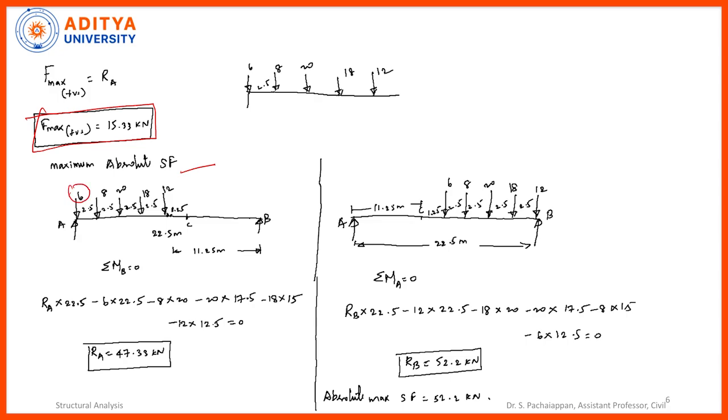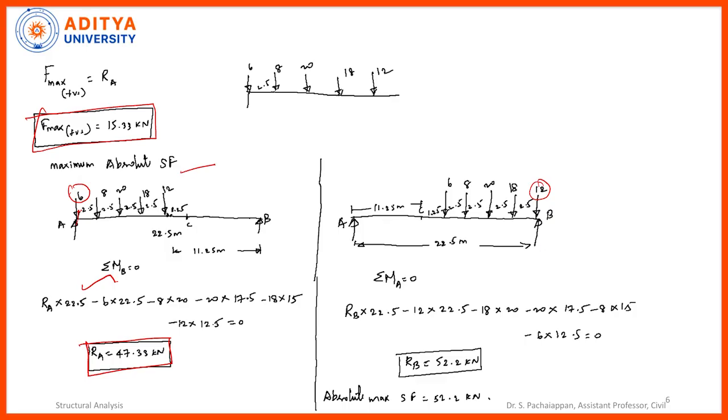Then calculate the value of RA. Then I am going to keep this 12 kilonewton load at the support B. Then I am going to calculate the value of RB. What exactly does it mean? Keeping the tail of the load at RA, calculating the reaction force. Keeping the head of the load at RB and then calculating the reaction force. So you see, when I am keeping the load at the left support, I am calculating RA. RA multiplied by the remaining distance, with the loads also, then we get RA is 47.33.